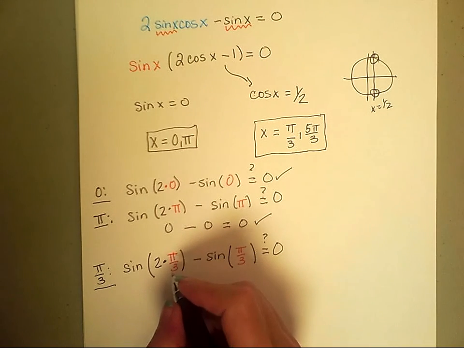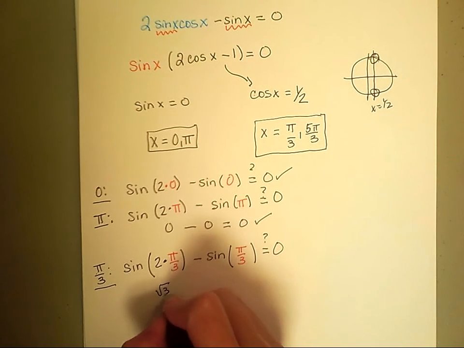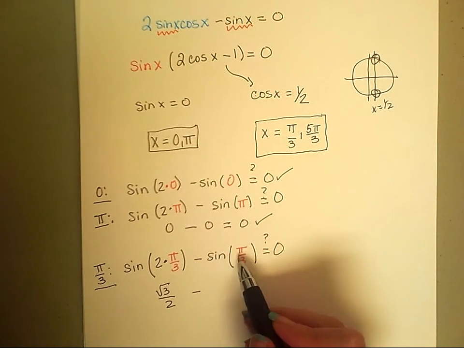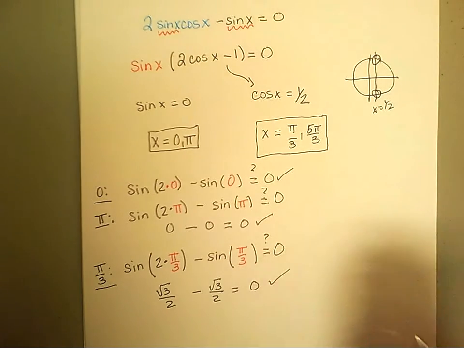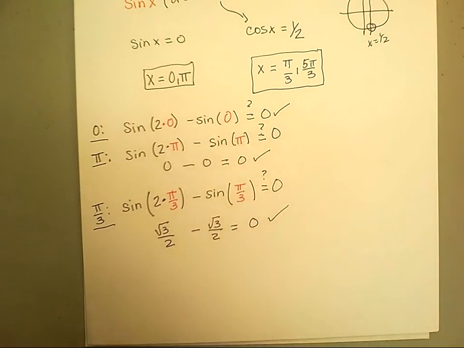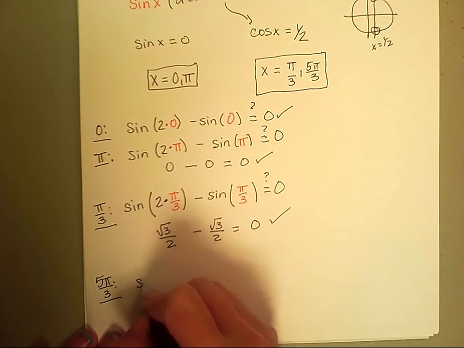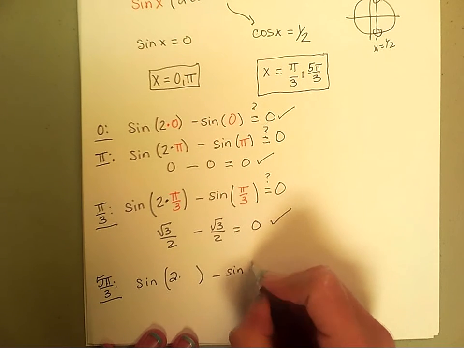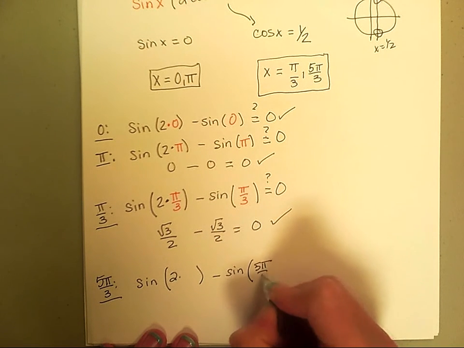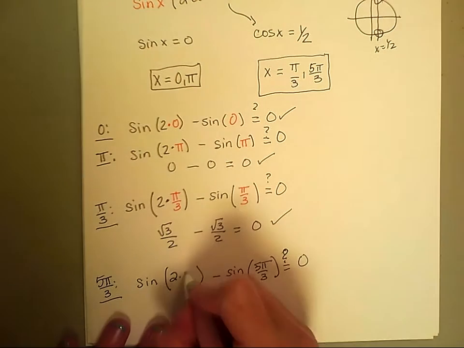Well, the sine of 2 pi over 3 is just square root of 3 over 2. Okay? And then we can subtract off the sine of pi over 3, which is also square root of 3 over 2. So that equals 0. Okay. So that one checks. And now let's finally do 5 pi over 3. So it's the sine of 2 times 5 pi over 3 minus the sine of just 5 pi over 3. And we're wondering, does that equal 0?